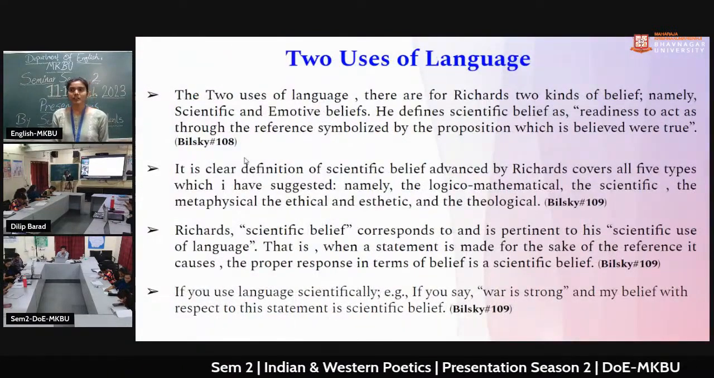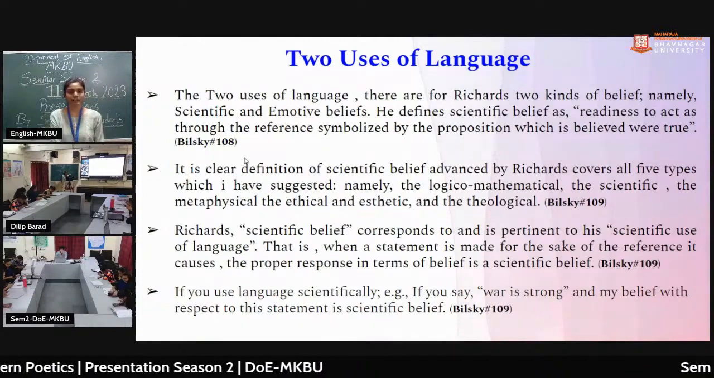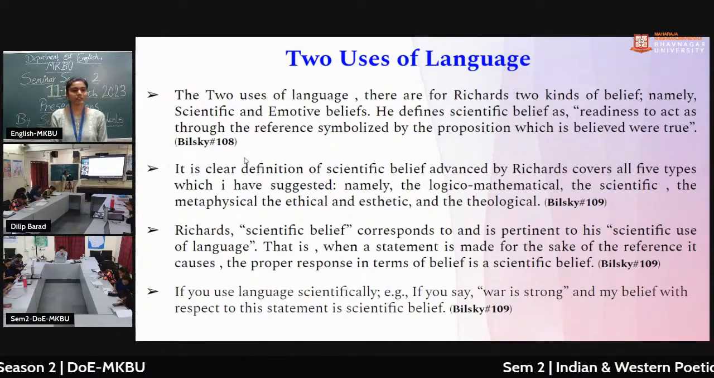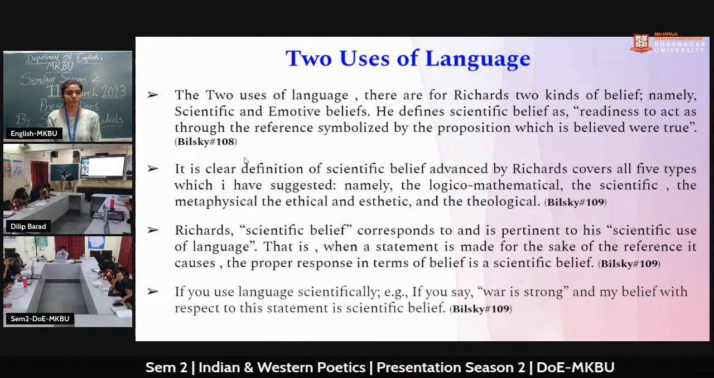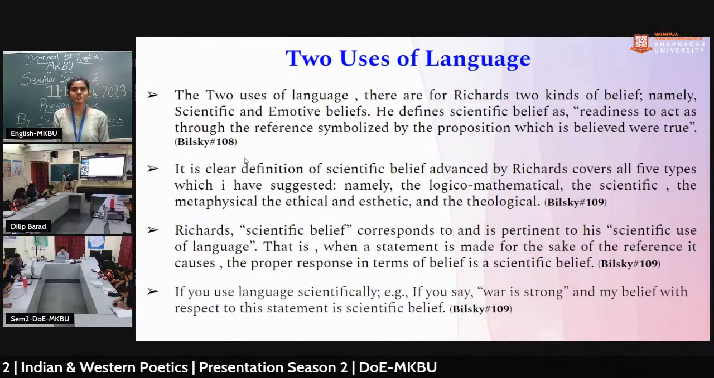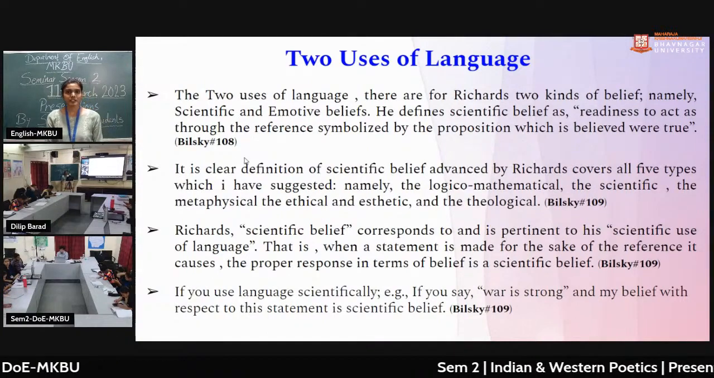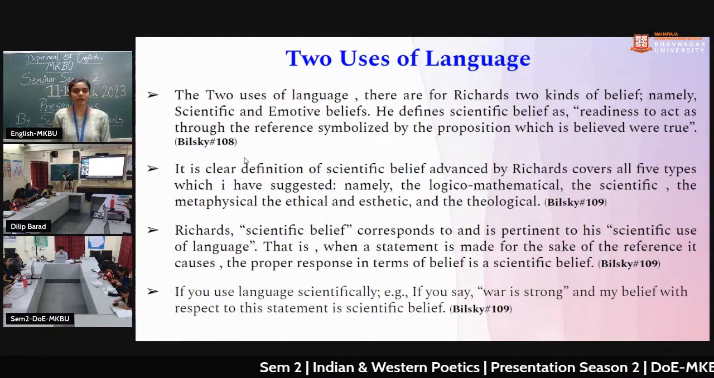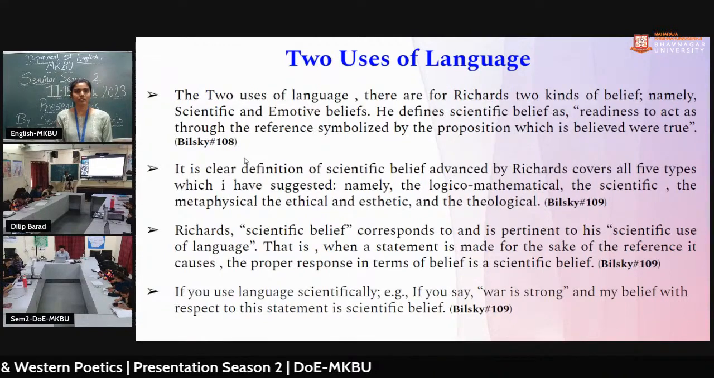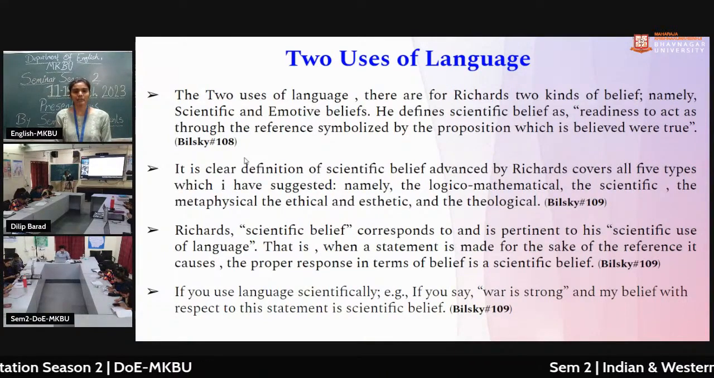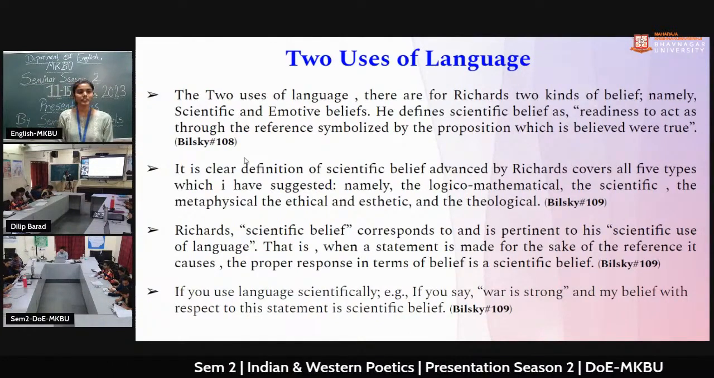Two uses of language. The two uses of language is written by Ivor Armstrong Richards in his Practical Criticism. The first one is scientific use and the second one is emotive use. We simply use language to communicate. There are, for Richards, two kinds of belief, namely scientific and emotive beliefs.